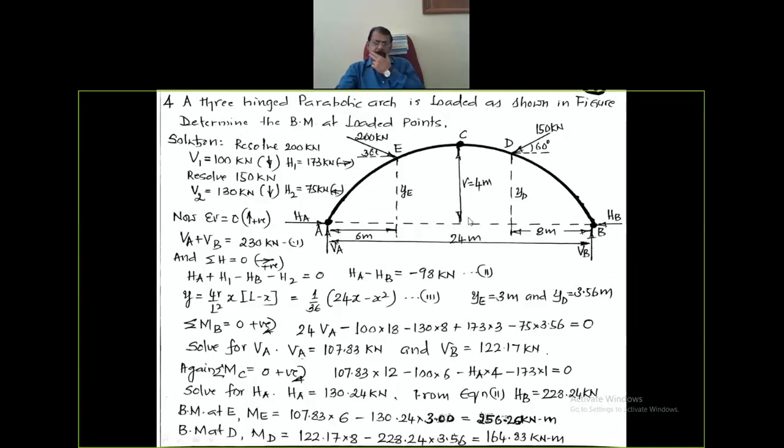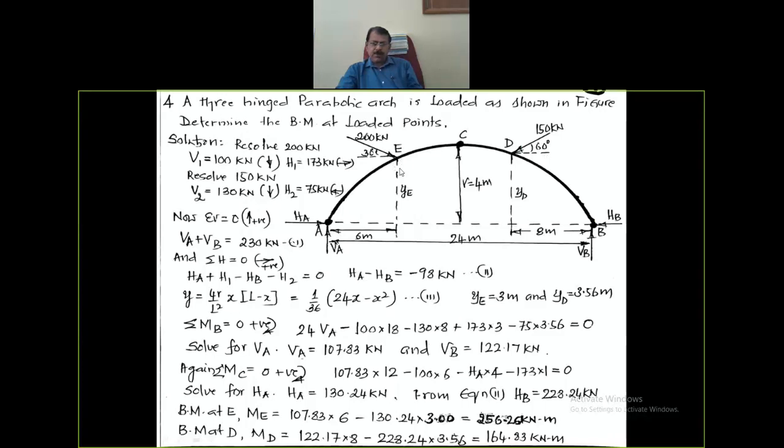Well, with respect to the figure given here, we observed that in the earlier case, the entire loading on the arch was purely vertical loads. But in the present case, inclined loads are given. The value of the inclined load at the point E is 200 kilonewton, inclined at an angle of 30 degrees with the horizontal. Similarly, the inclined load at the point D is 150 kilonewton, inclined at an angle of 60 degrees with the horizontal.